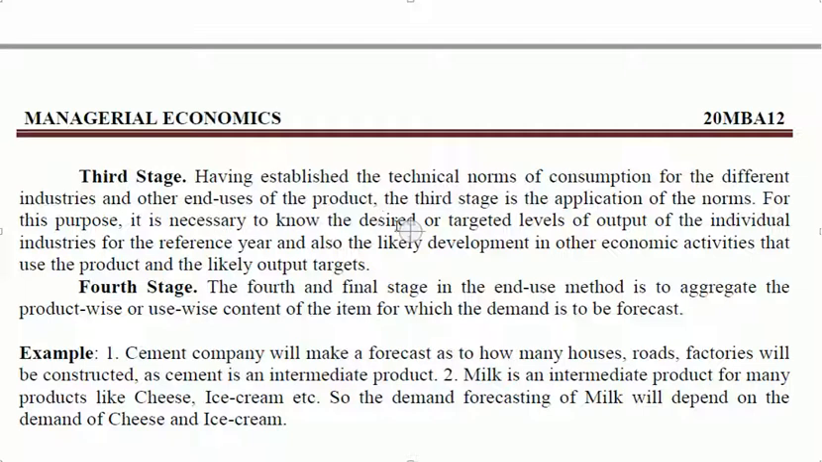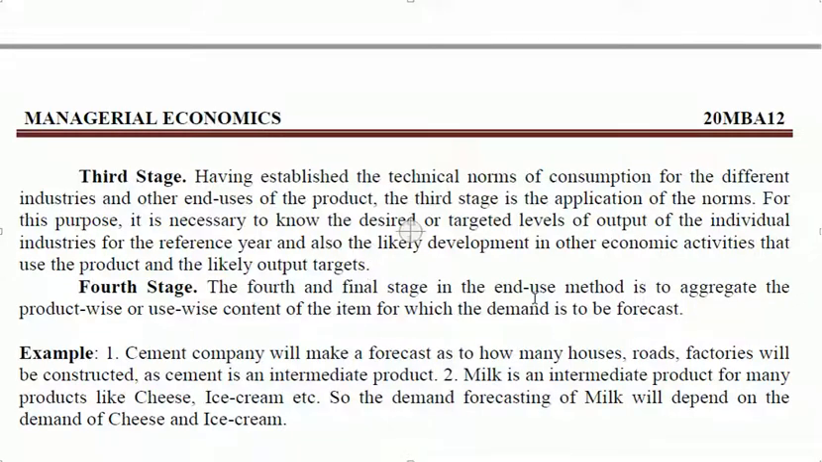And then in the third stage, when the technical norms are established for different industries and other end users of the product, comes the application of the norms. For this purpose, it is necessary to know the desired or target level of output of the individual industries for the reference year, and also the likely development of other economic activities that use the product, and likely output targets.